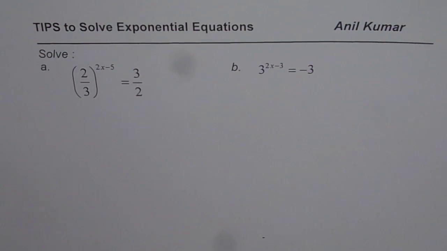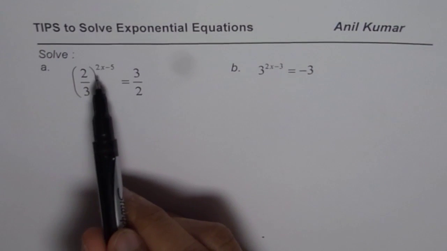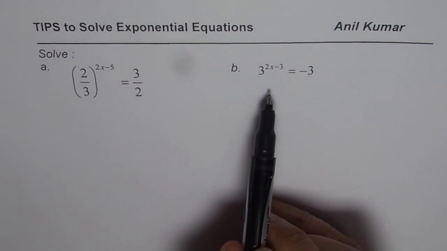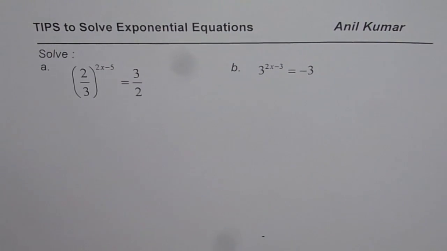I'm Anil Kumar, and now we will take up some interesting questions on solving exponential equations. Now these ones are tricky. I'd like you to go through them and understand the concept. The first one here is (2/3)^(2x-5) = 3/2. And the second one here is 3^(2x-3) = -3. You can pause the video, copy the question, solve, and then look into my suggestion.